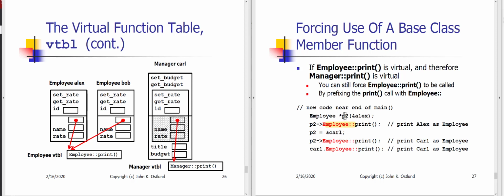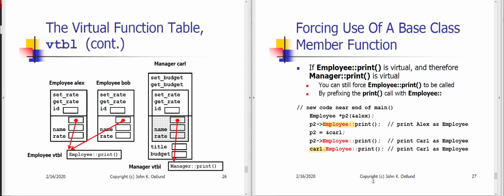Well, it turns out that you can prefix the print function with the employee class name and the scope operator. So here, I've declared this variable p2, which is a pointer to employee. Initially, p2 contains the address of Alex. Alex is actually an employee. And if I say p2 arrow employee::print, that's going to force a call of the employee class's print function on Alex. When I change p2 to contain the address of Carl, of course Carl is a manager, but if I invoke p2 arrow employee::print, that is still going to invoke the employee class's print function on Carl.